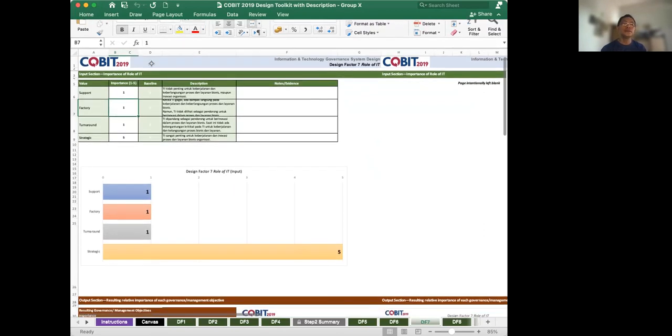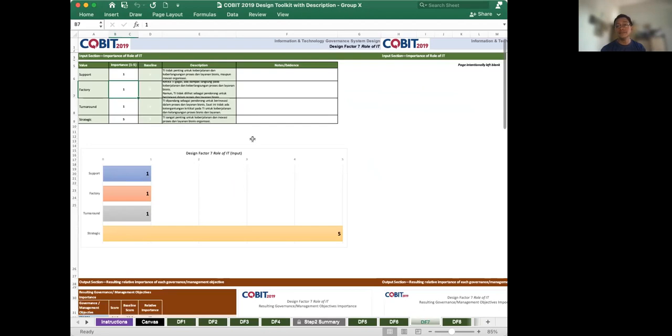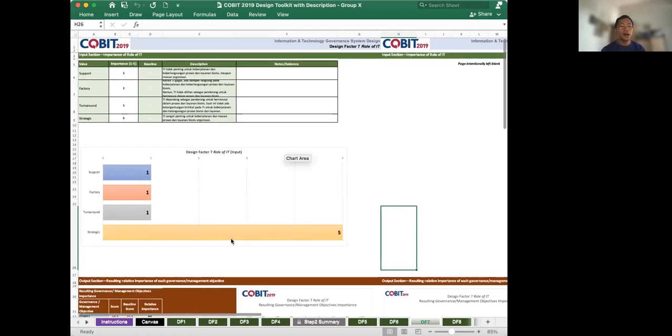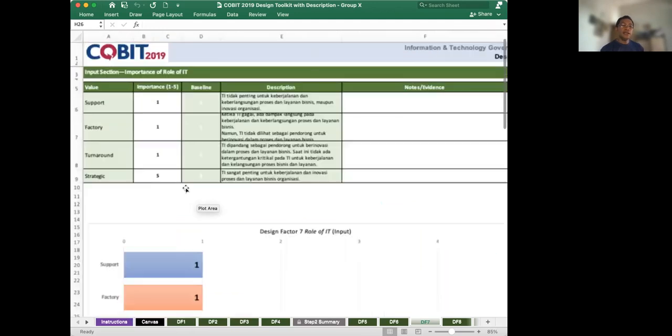Not the toolkit yet, sir. What is it? The toolkit, the design factor toolkit. Yeah, I got it already, from the first meeting. We can find it in the link above, right? I remember you already provided that reference. Yes, so you can download it. So I will explain a bit.